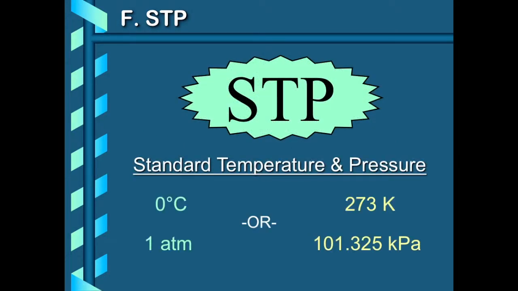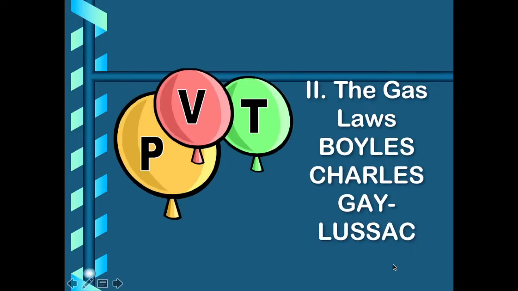Now, once we say STP, talking about standard temperature and pressure, for the temperature we have 0 degrees Celsius or equivalent to 273 Kelvin, and for standard pressure, that is 1 atm, which is 101.325 kilopascals. Let's tackle now the gas laws. We have Boyle's law, Charles' law, and Gay-Lussac's law.